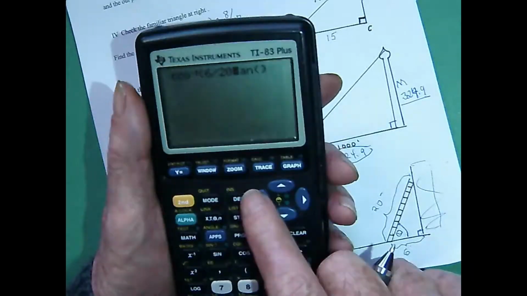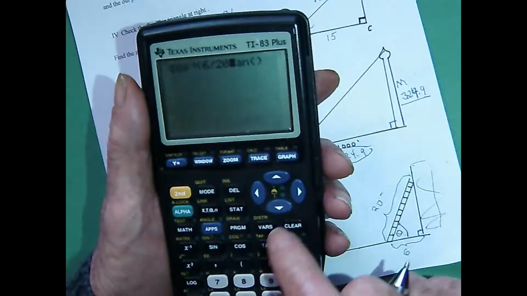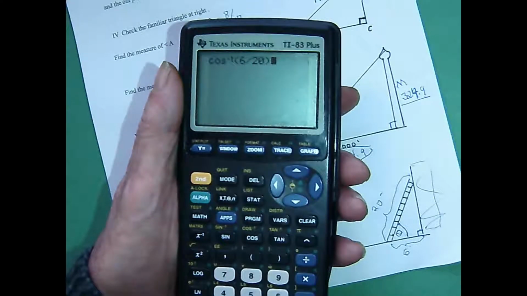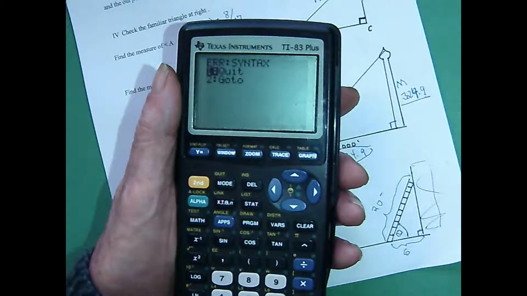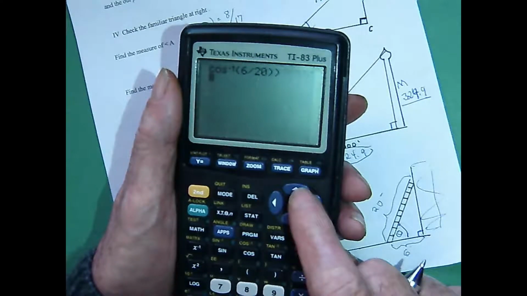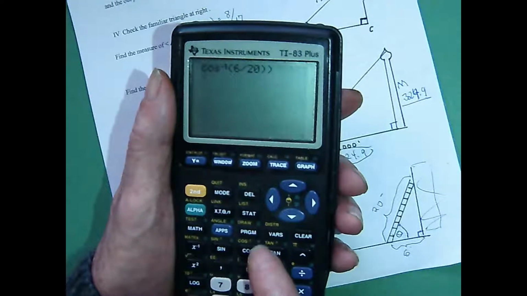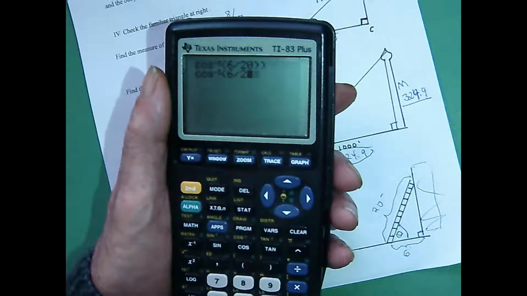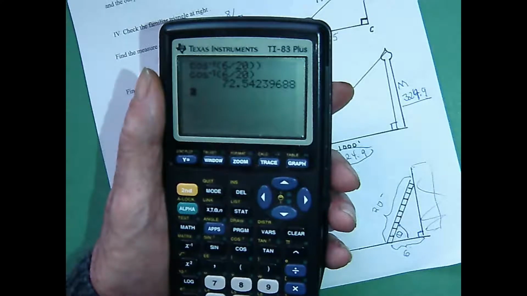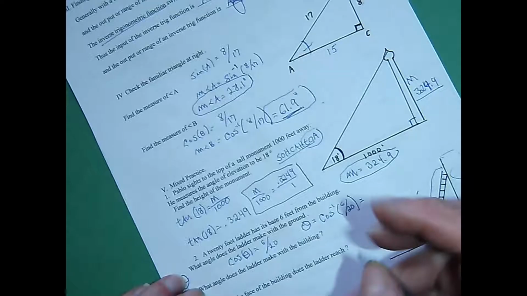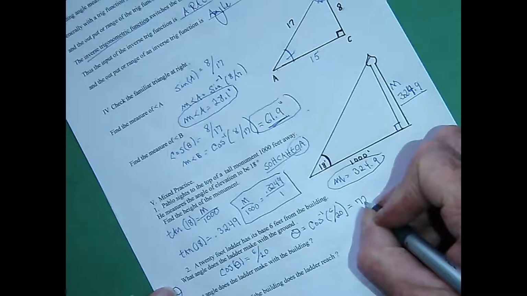Oh goodness, I got it wrong again. Clear that and put a pair of parentheses there. Now I got it. The arc cosine of 6/20. What did I do wrong? Oh, I got 2 parentheses on there. Let me fix that. The arc cosine of 6 divided by 20. Try that again. How about 72.5 degrees? That's what that ought to be. 72.5 degrees.